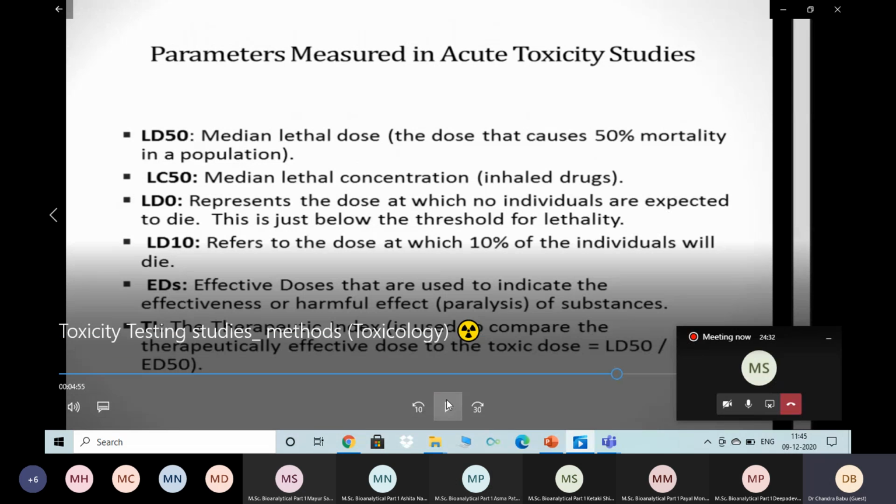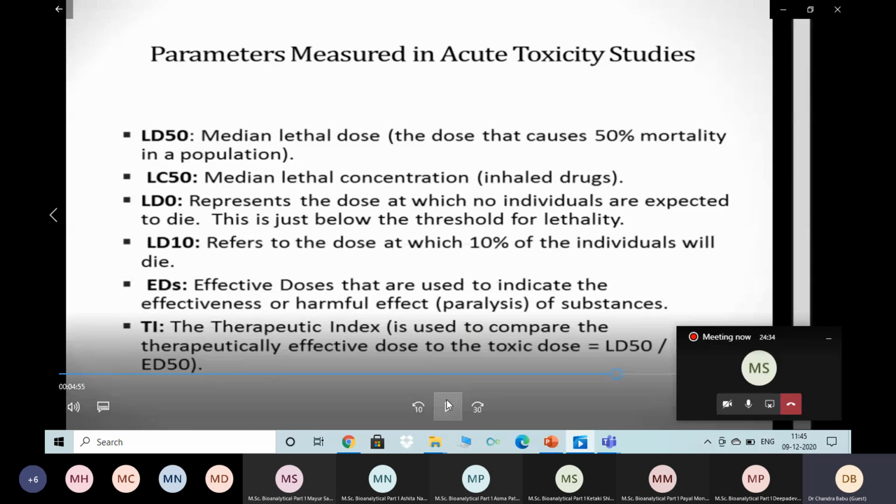So guys, you can ponder over this part. Parameters measured in acute toxicity: LD50, LC50, LD0, LD10, EDs and TIs. Just go through it. If you have any doubts, I'll wait for a minute or two and then I can explain. Otherwise, we can move on.